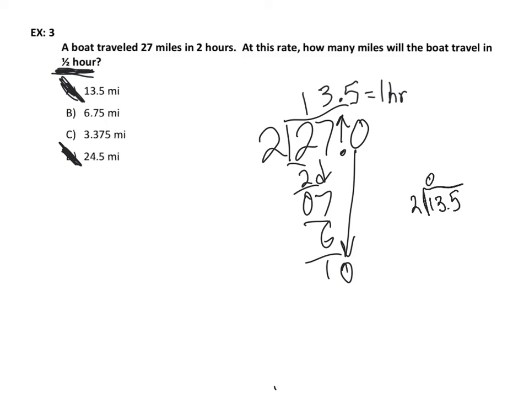2 goes into 1 0 times, into 13 6 times. That's 12. 1 left over. Let's float the decimal up. Let's bring that 5 down. 2 goes into 15 7 times. That's 14. Have 1 left over. Add a 0. Bring it down. 2 goes into 10 5 times. That's where we get our answer of 6.75 miles in half an hour.